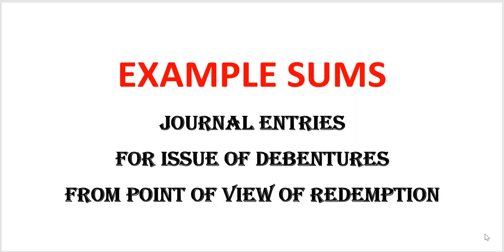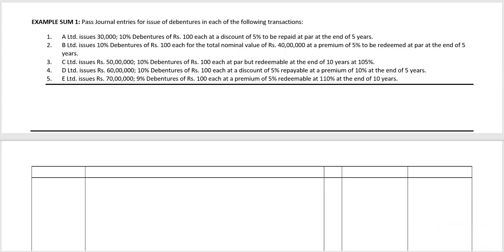Hi, in this video, we will solve the example sums on the topic of journal entries for issue of debentures from the point of view of redemption. So let's go to the example sum 1. Example sum 1. We are asked to pass journal entries for issue of debentures in each of the following transactions. We have 5 cases given to us, and we need to solve each case separately.